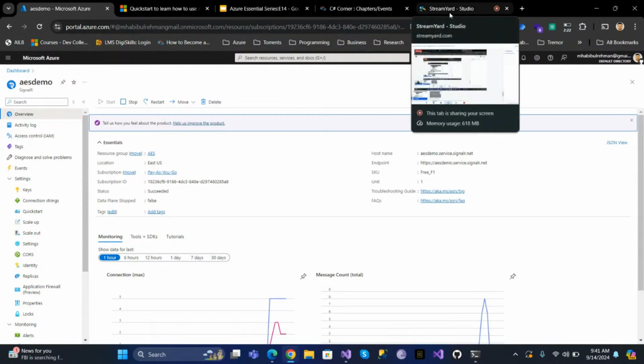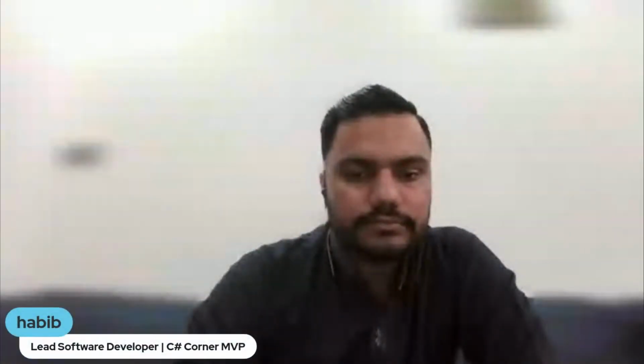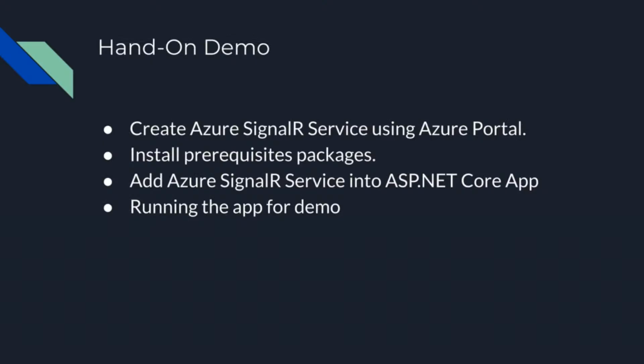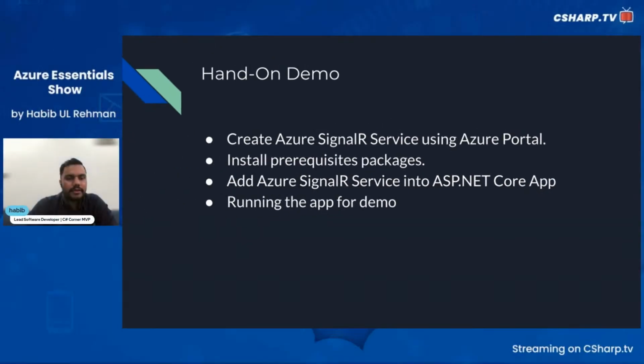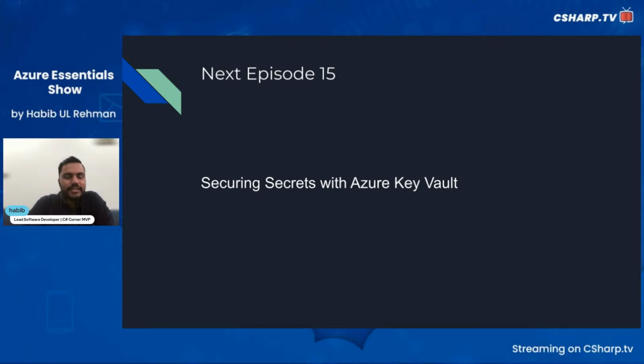So let's go back. Okay, so this was a hands-on demo experience with Azure SignalR Hub. We created an Azure SignalR service using the Azure portal. Then we created an ASP.NET Core MVC application. We installed a few prerequisite packages. Then we used quick start code snippets to show you how we can build a chat room using Azure SignalR service. I hope you have enjoyed this.